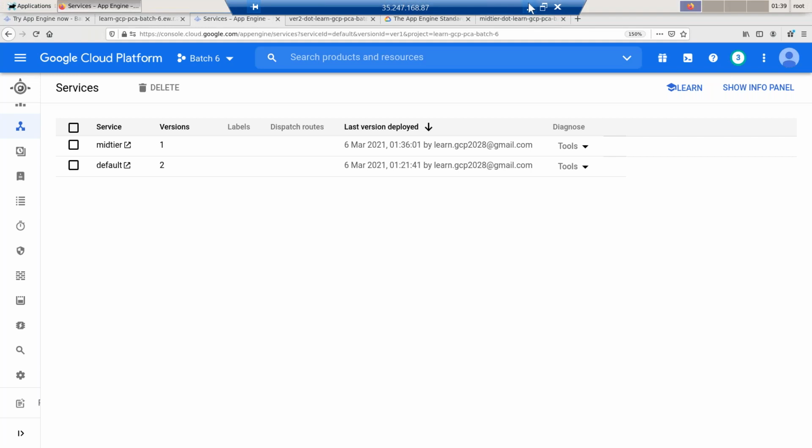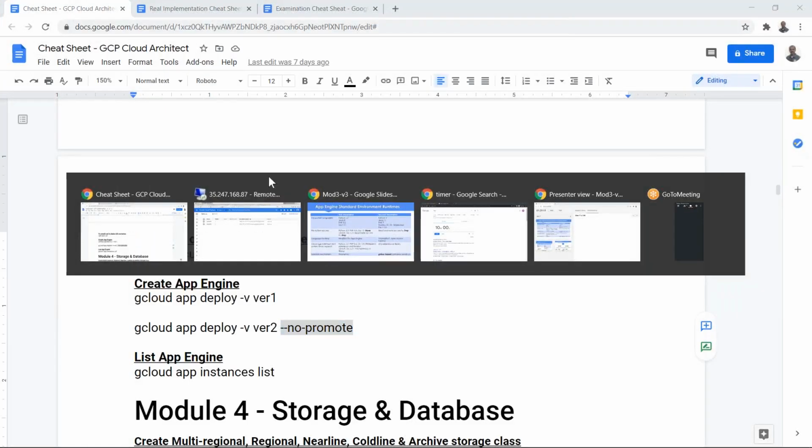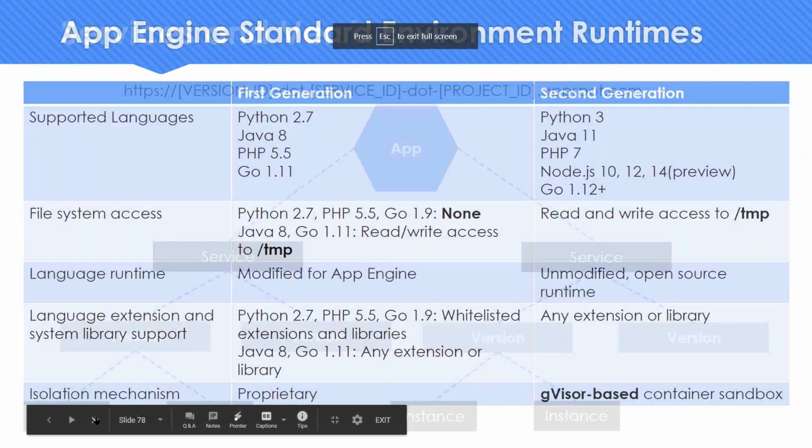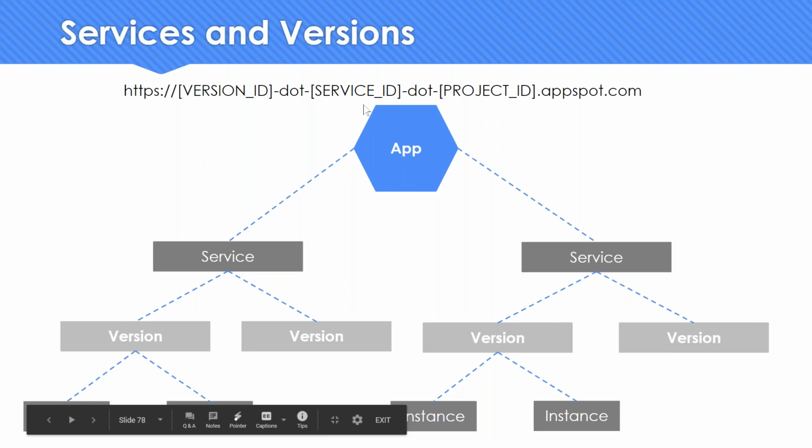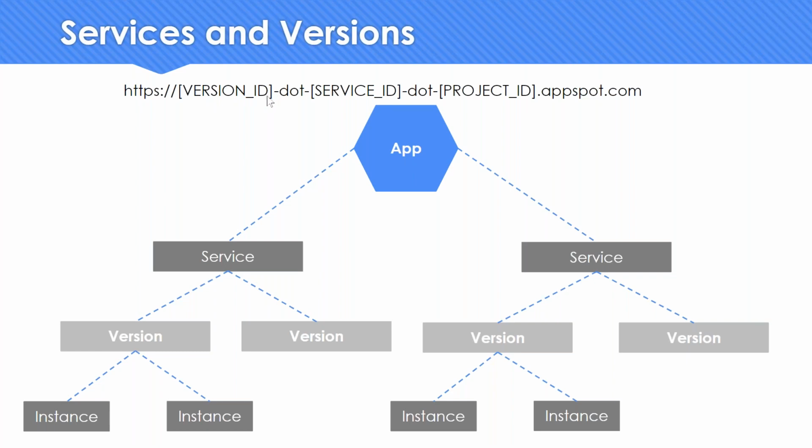Now if we come to this diagram, it should be more self-explanatory. App is the App Engine. Then you have services. Inside the service, each service can have multiple versions. Those versions can have a few instances running. The usual way you access it is going to be something like the version ID hyphen dot hyphen service hyphen dot hyphen project ID dot appspot.com. This is how you access it.